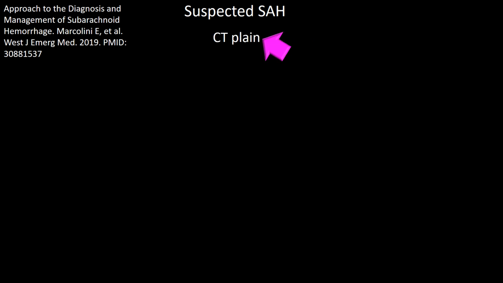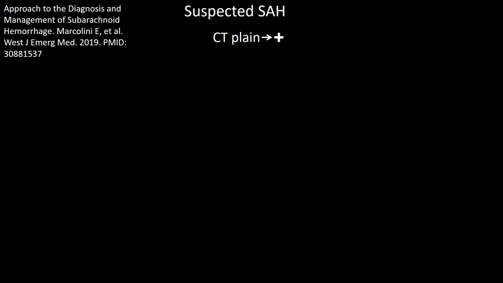What should you do if you think a patient has a subarachnoid hemorrhage? An article published in 2019 addressed this issue, and it proposed the following steps in accordance with the guidelines put forward by the Headache Association. This algorithm used acute headache as the finding triggering the suspicion. The first step in a stable patient suspected of having a subarachnoid bleed is to do a CT brain plane.